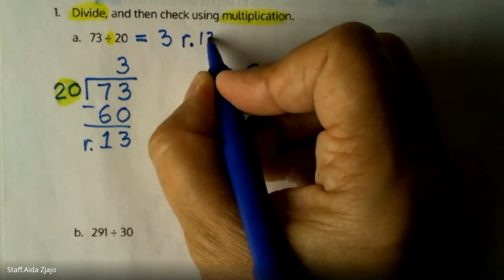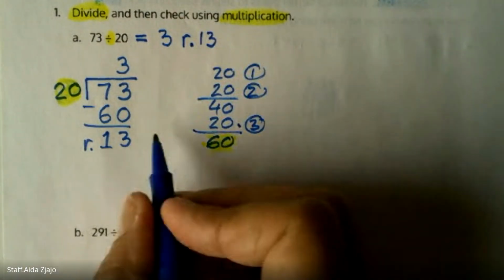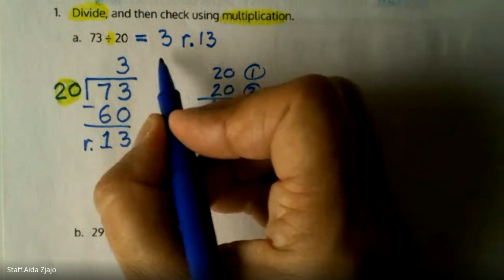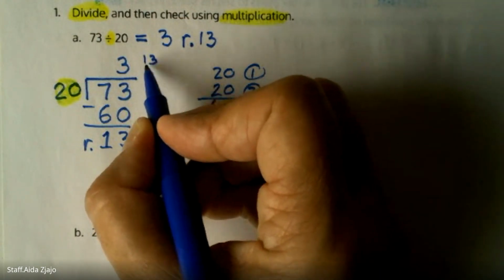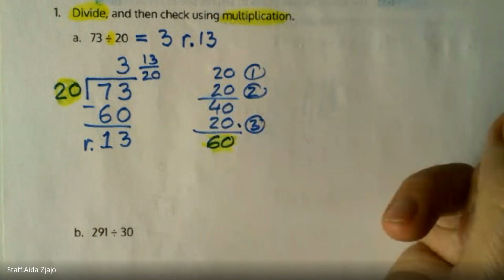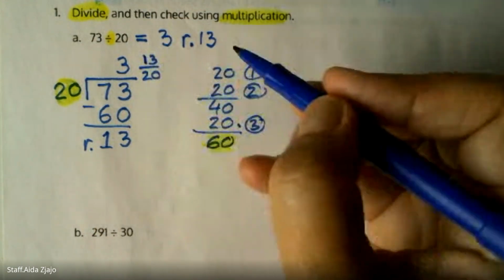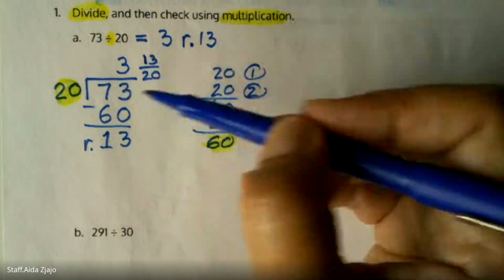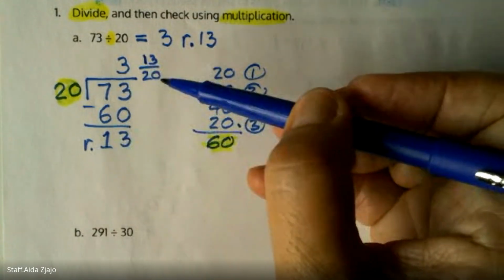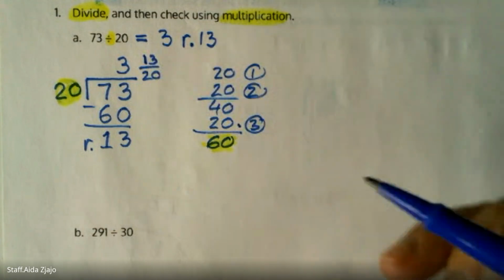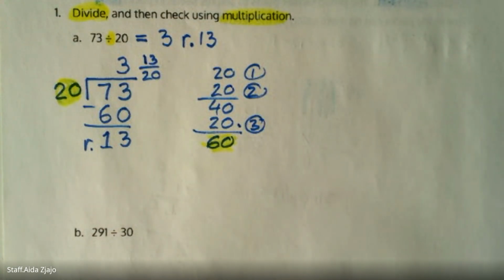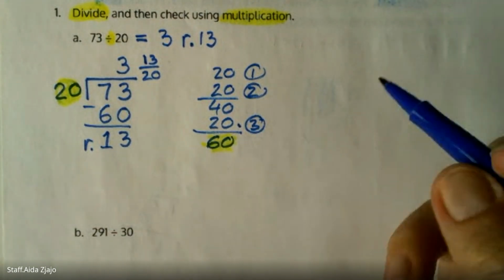Also, we can see the answer as 3 and 13 out of 20 as a fraction. Fifth grade needs to know to show the remainder as a fraction. So 3 and 13 out of 20 left. So that's one way of seeing that.